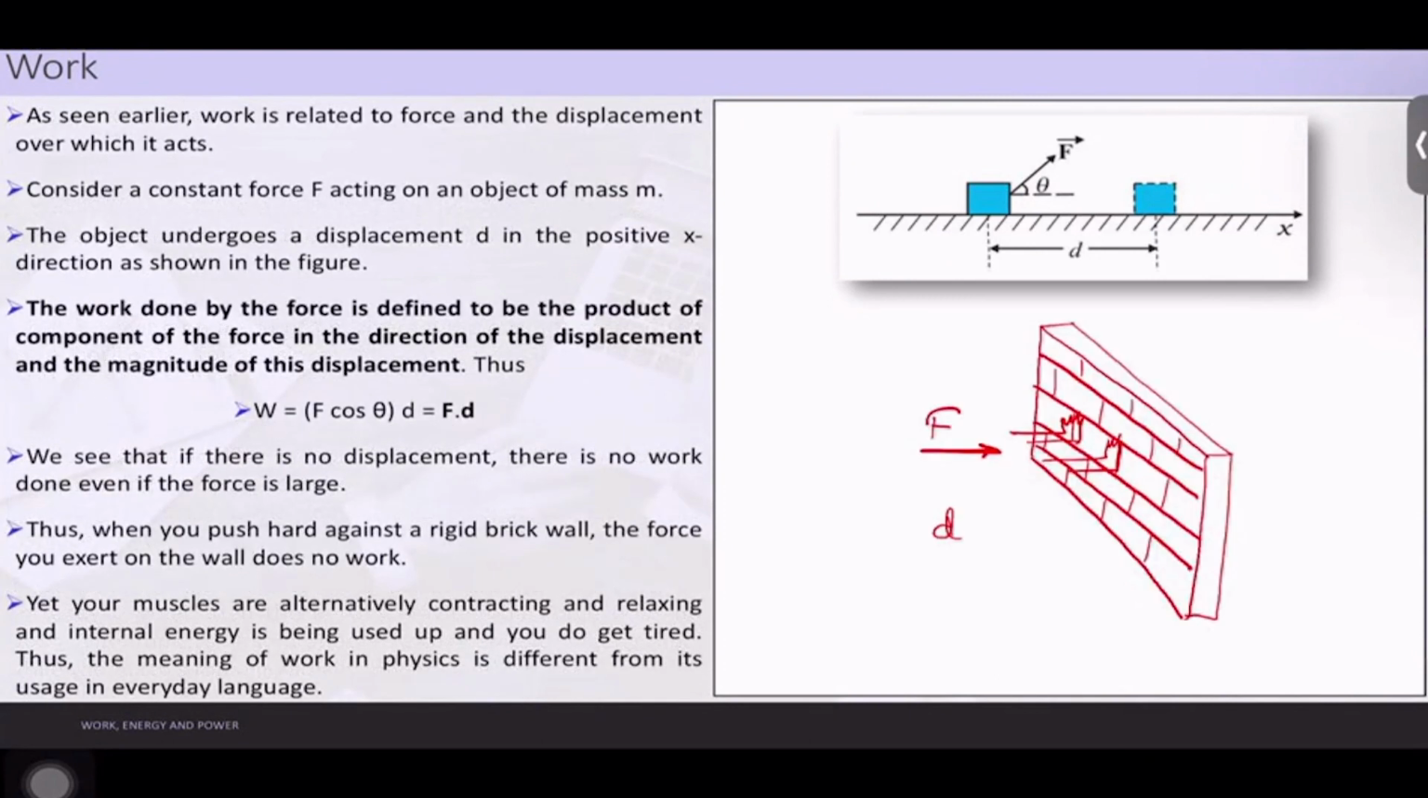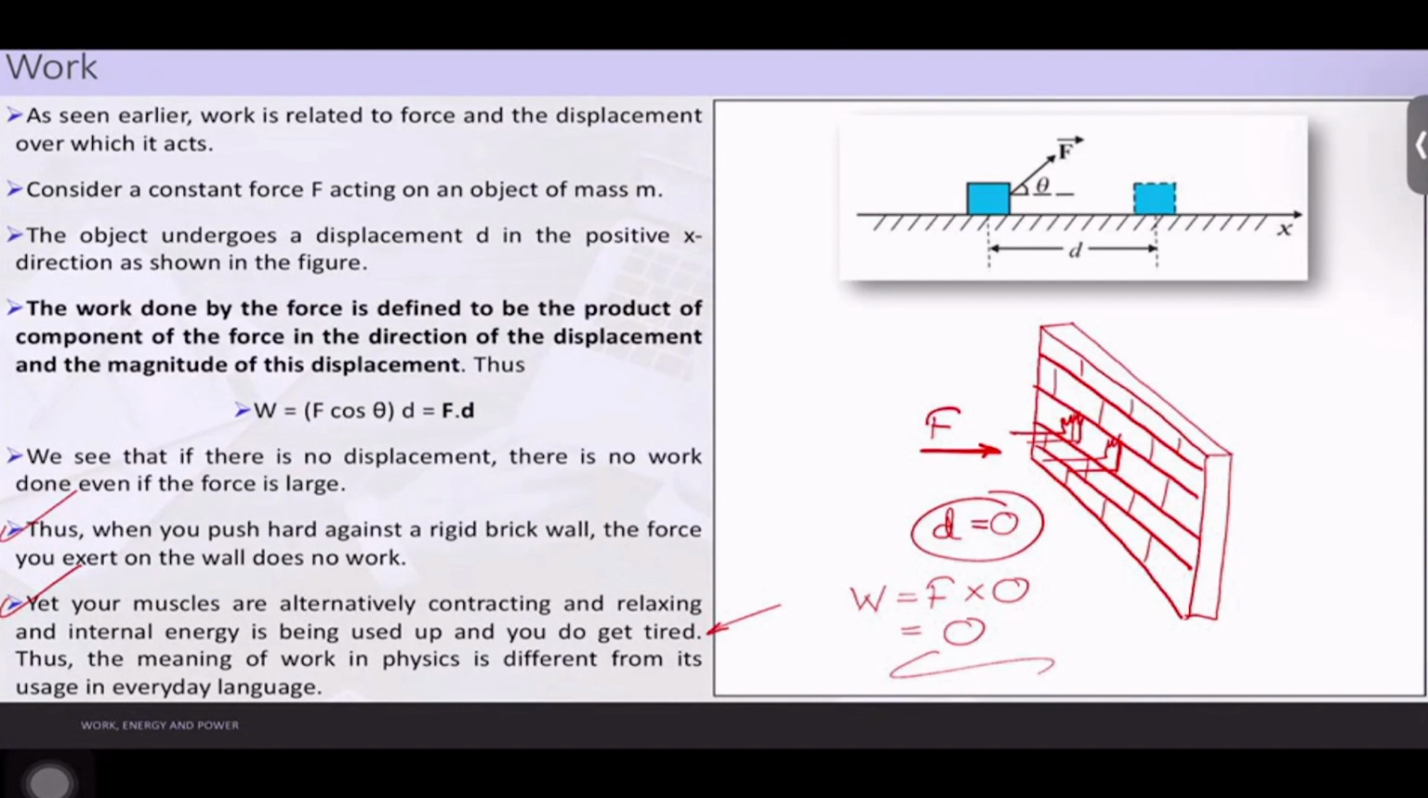Because the displacement d of this wall is 0. That means the work done will be nothing but equal to this F into 0. Let us suppose this F and d are in the same direction. Then we can say that the work done is 0. So thus, when you push hard against a rigid brick wall, the force you exert on the wall does no work. Yet your muscles are alternately contracting and relaxing, internal energy is being used up, and you do get tired. So this is how we understand this in the everyday language sense.